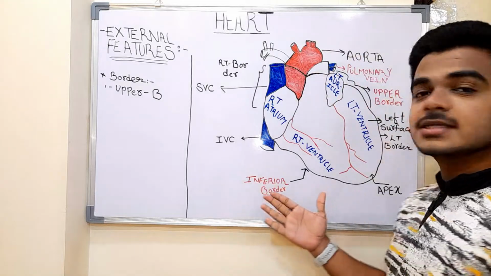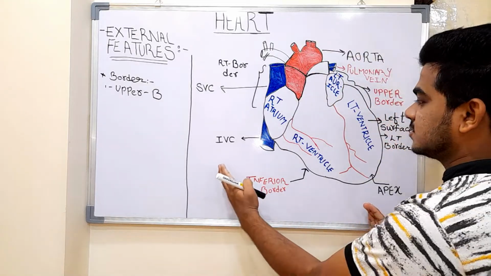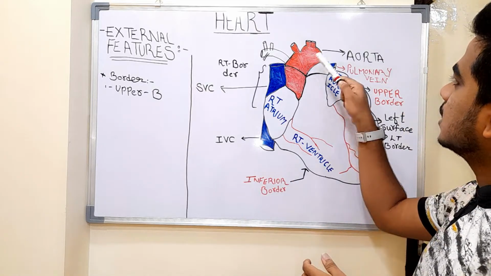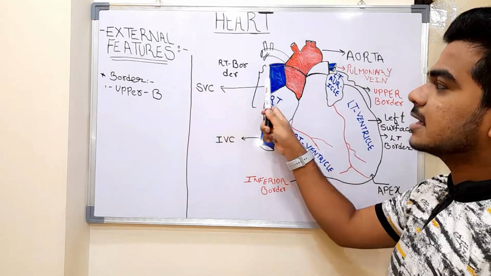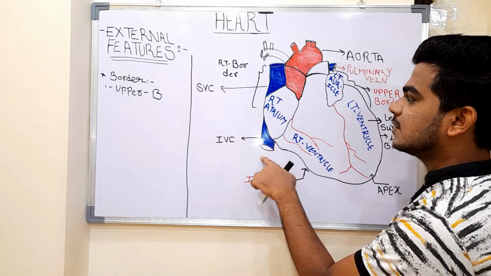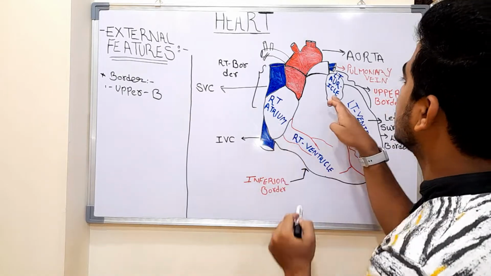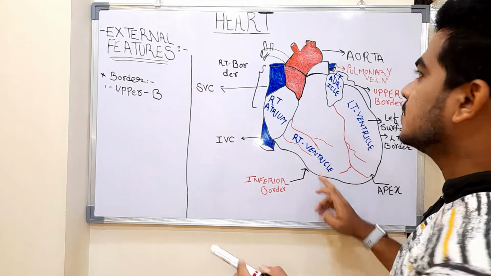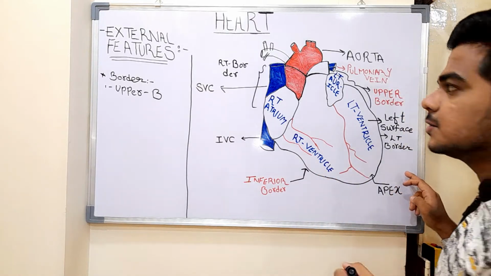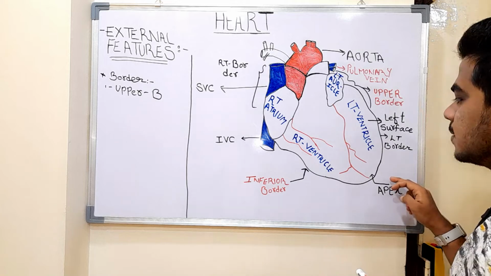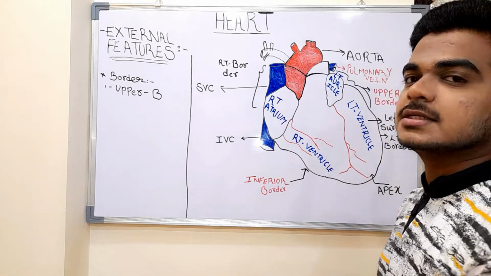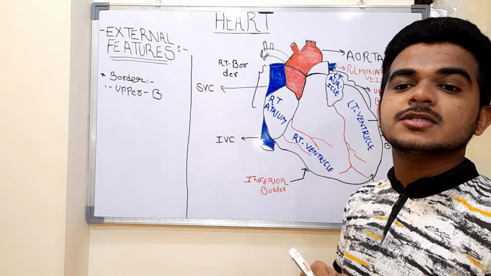Just pay attention here. This is the structure of the heart. In that, we already know this is the aorta, this is the superior vena cava, this is the inferior vena cava, right atrium, left auricle, left ventricle and right ventricle. This is the apex of the heart, which I already explained. Now we will see where the actual upper border is present.